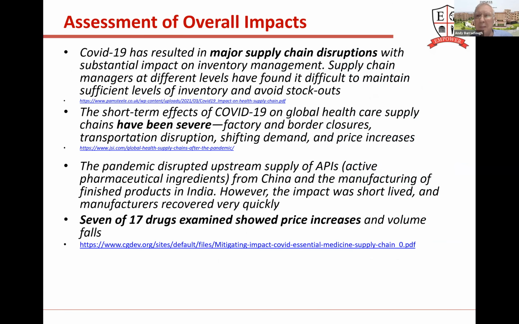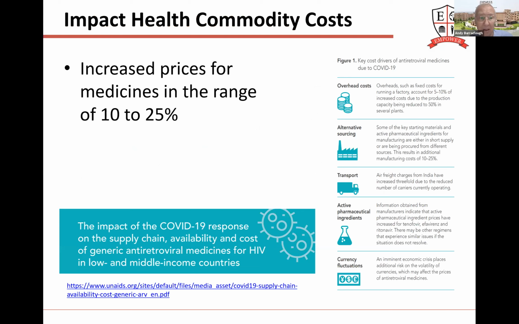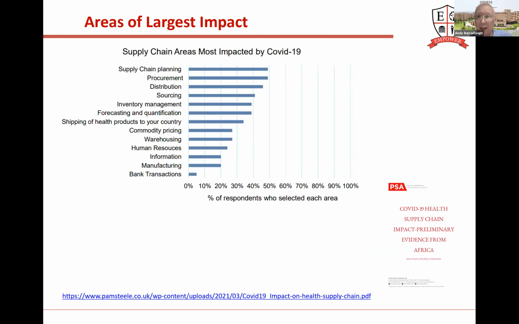What's been the impact? Major supply chain disruptions. It's been severe, and we're seeing an increase in drug prices, which have got nothing to do with COVID. We're seeing generic medicine prices rising. And that price range analysis by UNAIDS indicates it's around 10 to 25%. How are we going to manage the budgets next year if all the prices have gone up? So we've got to think quite a lot about the way in which we're going to undertake procurement because of the impact of COVID.